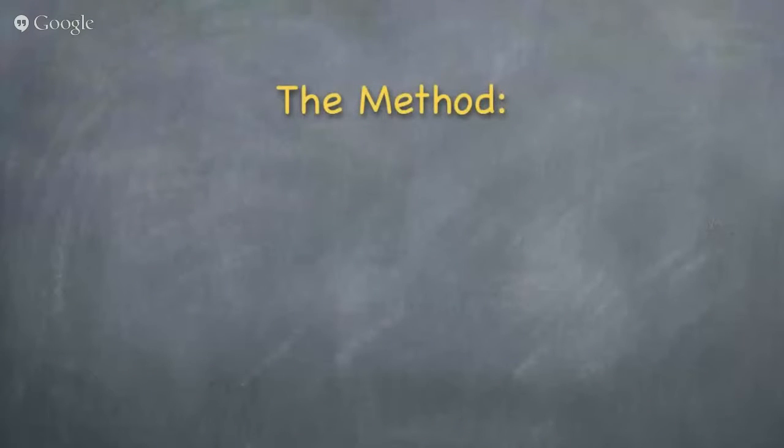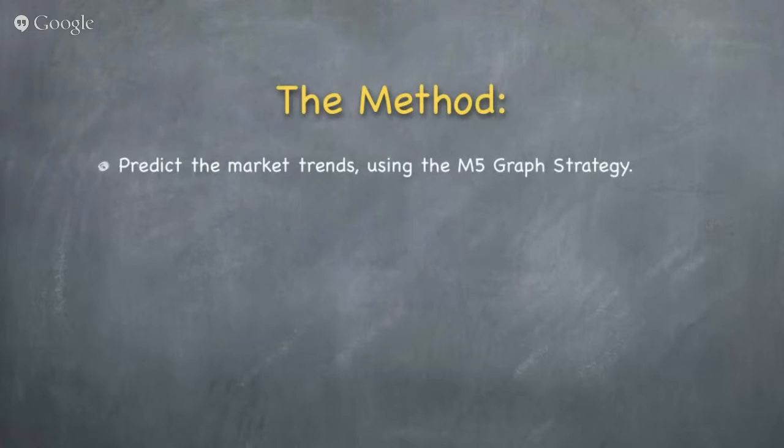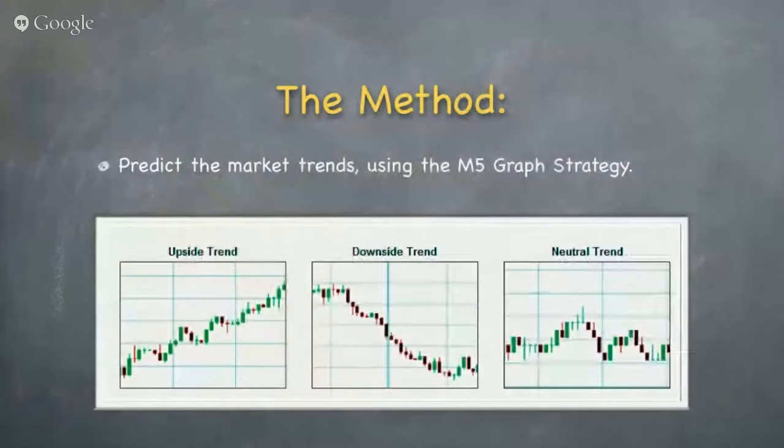It's very simple. We're going to predict the market trends using an M5 graph strategy. In the graphs here below, you can see what market trends look like. So we've got 3 different kinds: the upside trend, the downside trend, and the neutral trend. The trading strategy that I use is based on tracking trends, which is widely used by many professional traders and recognized for its effectiveness. In fact, an asset rises or falls when pushed in this direction by large institutions that dominate the financial markets, such as banks and investment funds.